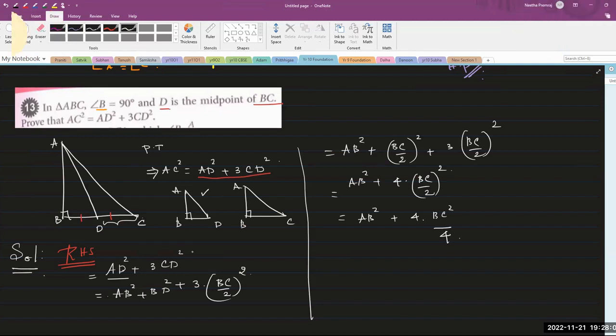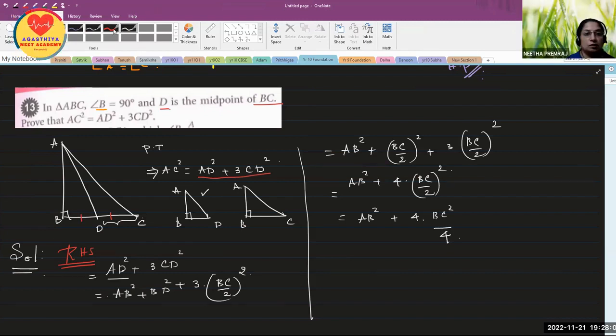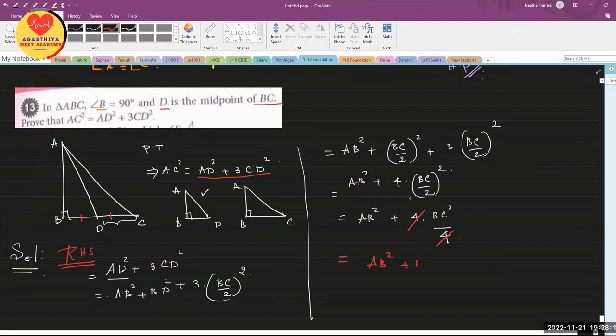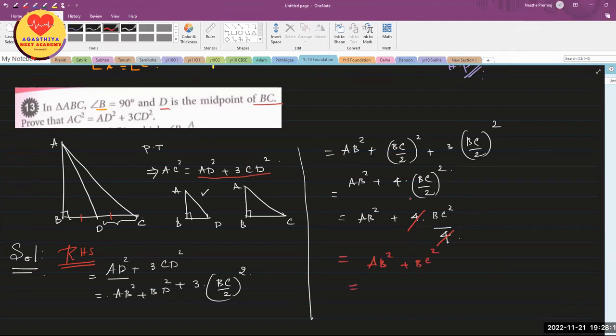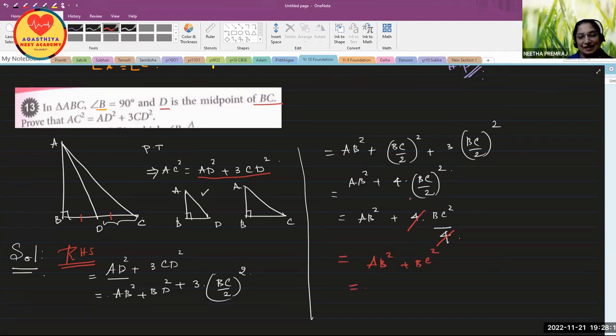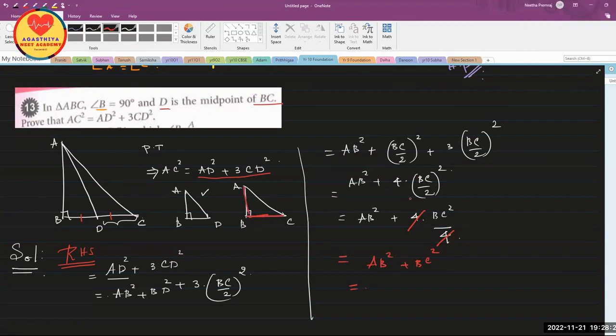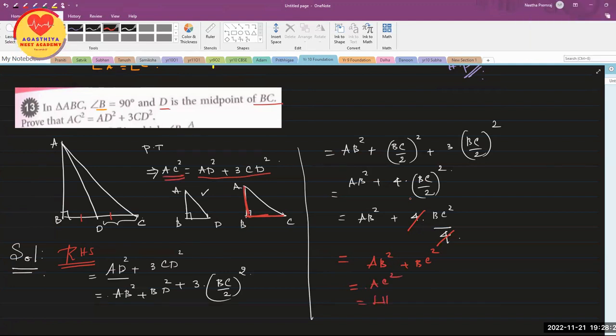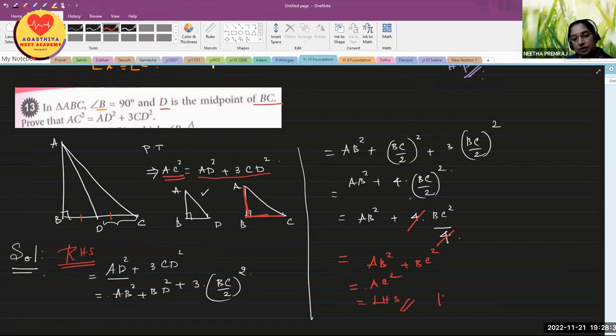Yes, ma'am. So what comes? If you cancel 4, what comes? AB square plus BC square. What is it? AB square plus BC square is AC square. That is what this LHS is, isn't it? Yes, LHS. So hence proved. Okay. Yes, ma'am.